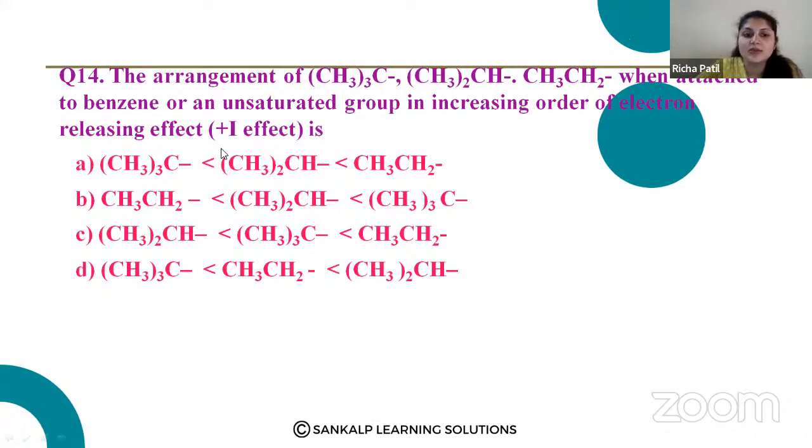Based on this, we'll solve some questions. The arrangement of CH3 thrice C, CH3 twice CH, CH3 CH2, when attached to benzene or an unsaturated group, in increasing order of electron releasing plus I effect is. So these are the groups. What will be the increasing order? Increasing order, not decreasing.